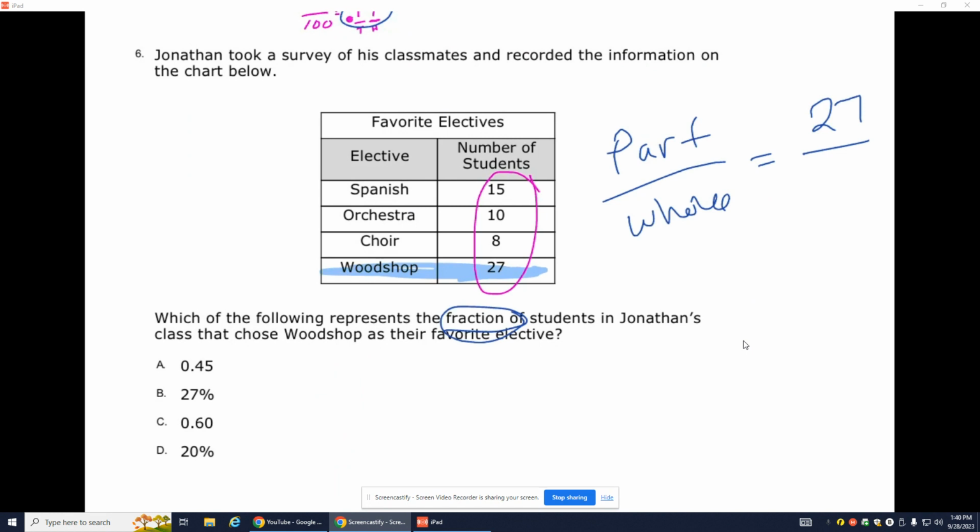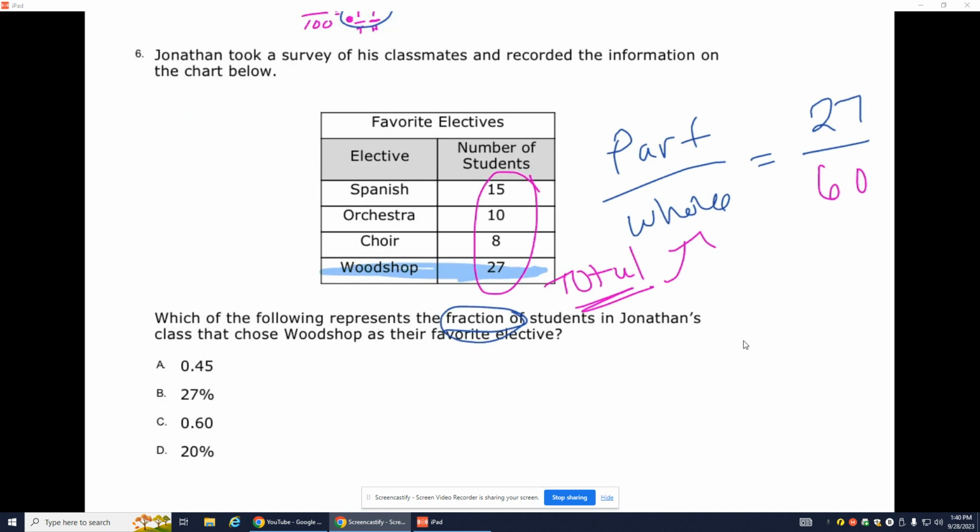And it says represent the following fraction. So we're going to write a fraction, but then when you look at your answer choices, you're going to have to convert either to a decimal or percent because that's all they're giving us. So first we got to find out what the total is. So we're going to add 15 and 10, that's 25, plus 8, that's 33, plus 27. That gives me a total of 60. So finding the total, the whole amount, is very important.